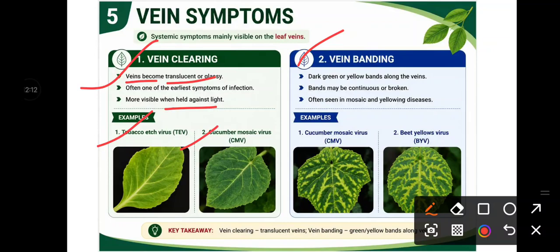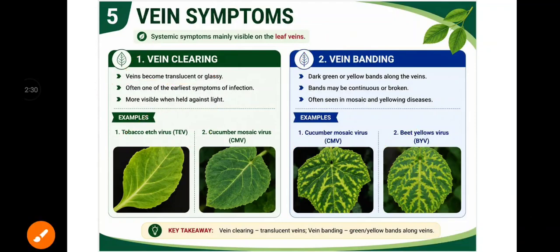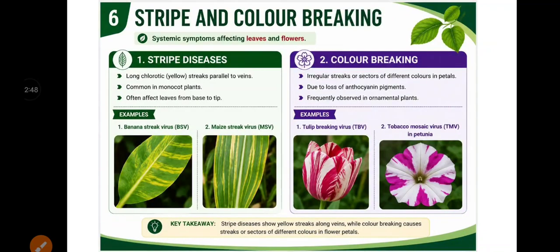Then vein banding. In vein banding, dark or yellow bands along the vein will be there, and the band may be continuous or broken, often seen in mosaic and yellowing diseases. Examples are again CMV and beet yellows virus. The difference between vein banding and vein clearing is that in vein clearing, the vein area becomes glassy and translucent, whereas in vein banding, the vein area becomes greener as well as yellowish, not translucent or glassy. Next, the strips.